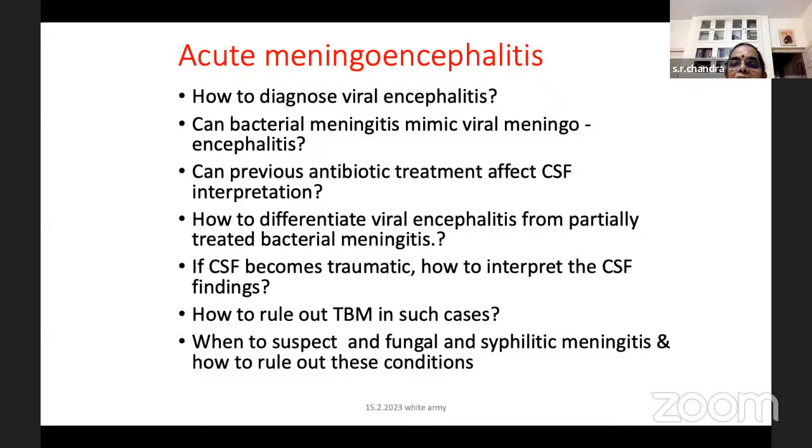Can bacterial meningitis mimic viral meningoencephalitis? Can previous antibiotic treatment affect CSF interpretation? How to differentiate viral encephalitis from partially treated bacterial meningitis? And if CSF becomes traumatic, how to interpret the CSF finding? How to rule out TBM in such cases? And when to suspect fungal and syphilitic meningitis? And how to rule out these conditions. So this we will learn in the course of the discussion.